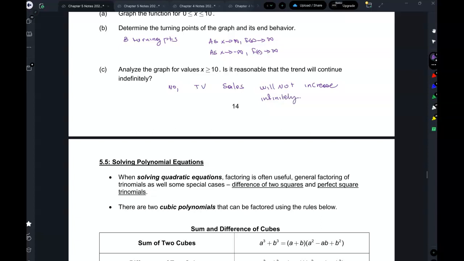Okay? All right, so that is section 4. So remember, homework will be due on the 29th because you've got your quiz tomorrow. Yes? All right.